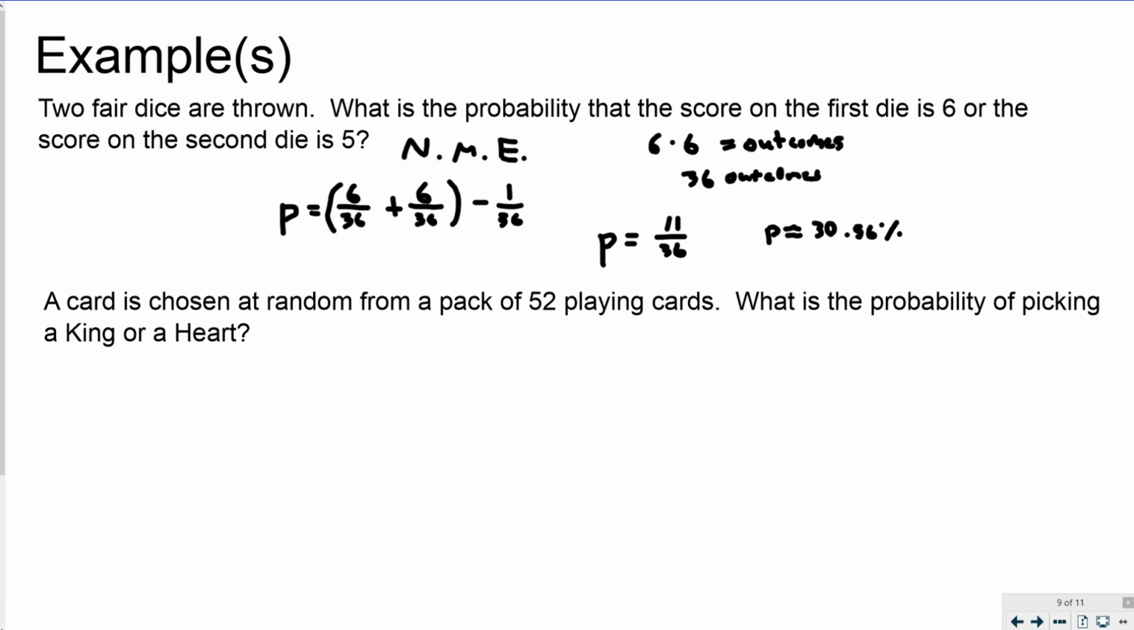The next event. A card is chosen at random from a pack of 52 playing cards. What is the probability of picking a king or a heart? Well, it turns out that I duplicated the problem from before, so I'm not going to do it again. See the previous page here. Oops, it seems like I just copy-pasted by accident. See the previous example. King or a heart. See previous page. Whoops.